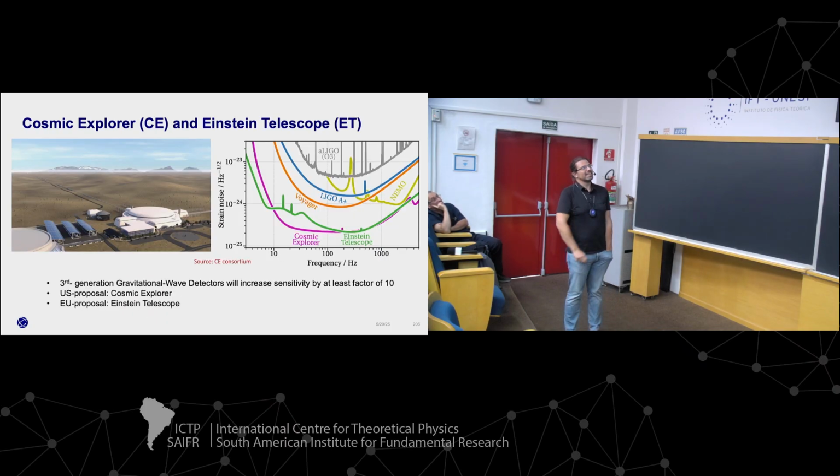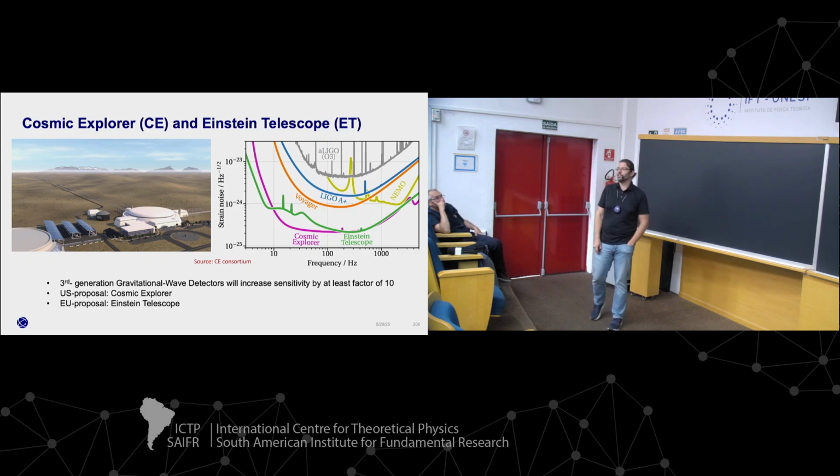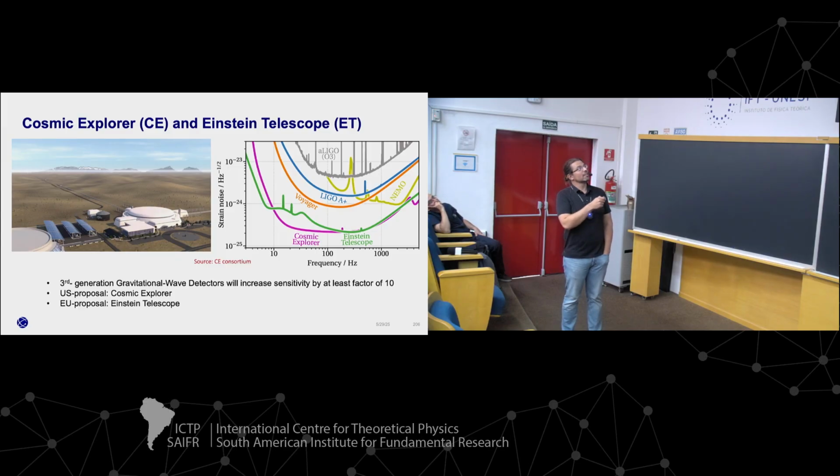So both Europe and the US have proposals for next generation gravitational wave detectors. The US calls it Cosmic Explorer. And here you see an artist's illustration of this. Europe calls it the Einstein Telescope. I don't have a picture of this. But if you look at the sensitivity curves for these detectors, so this is the current LIGO, the blue one. Actually, this is the LIGO in O3, so then the current LIGO is somewhere in here.